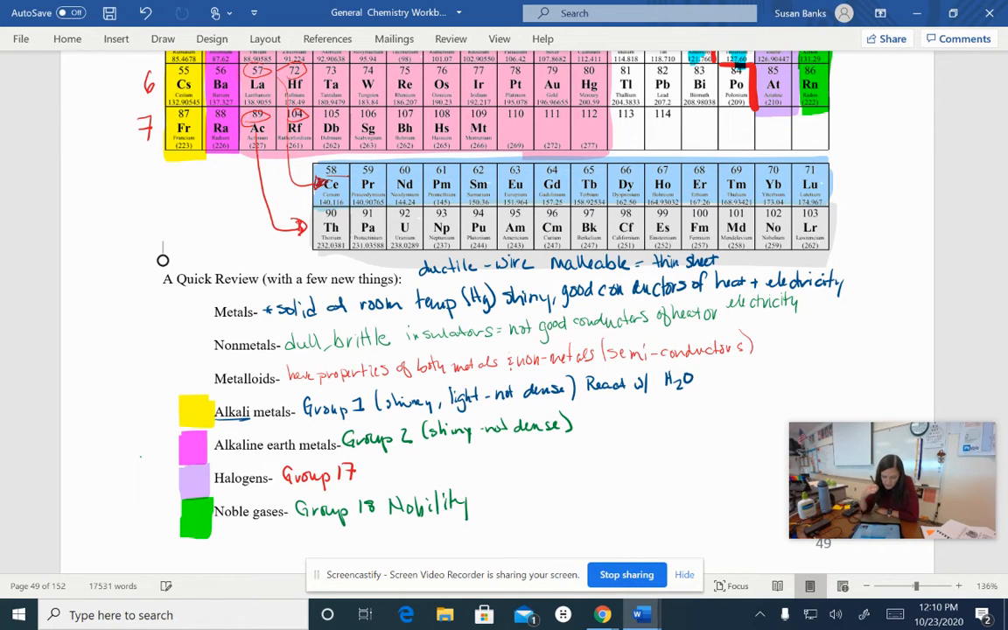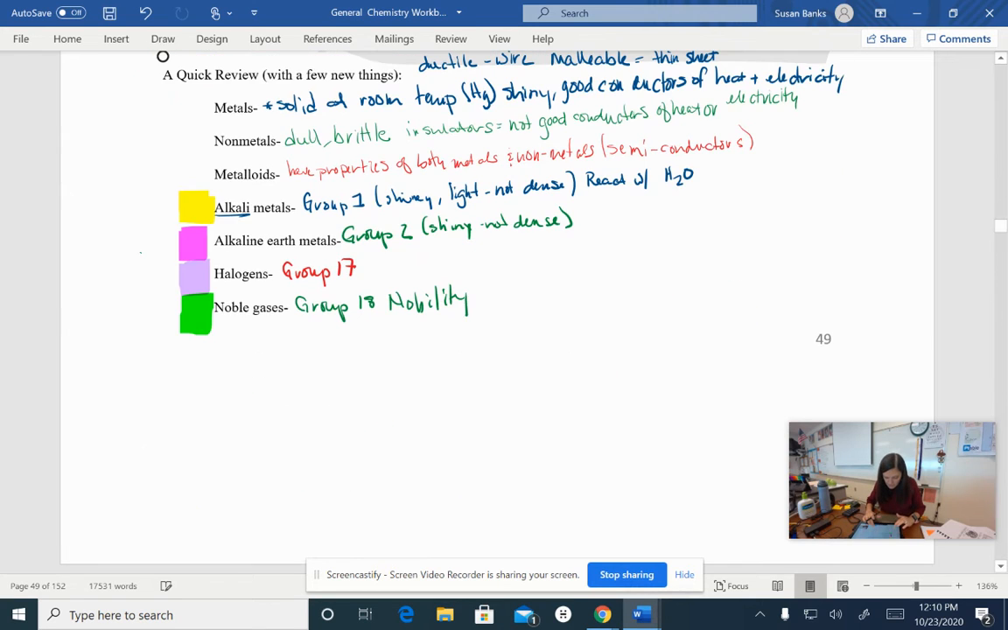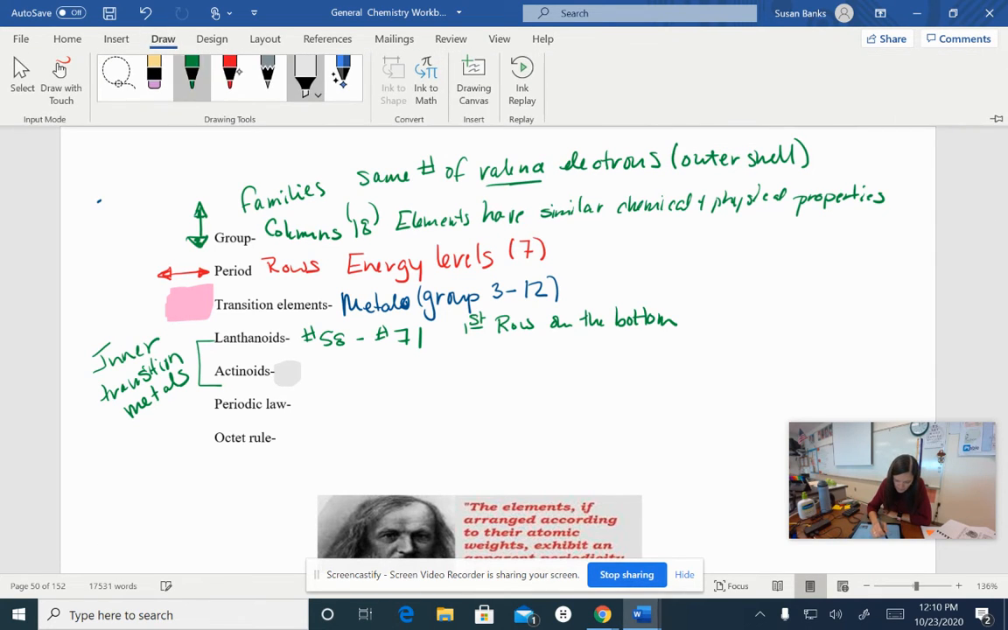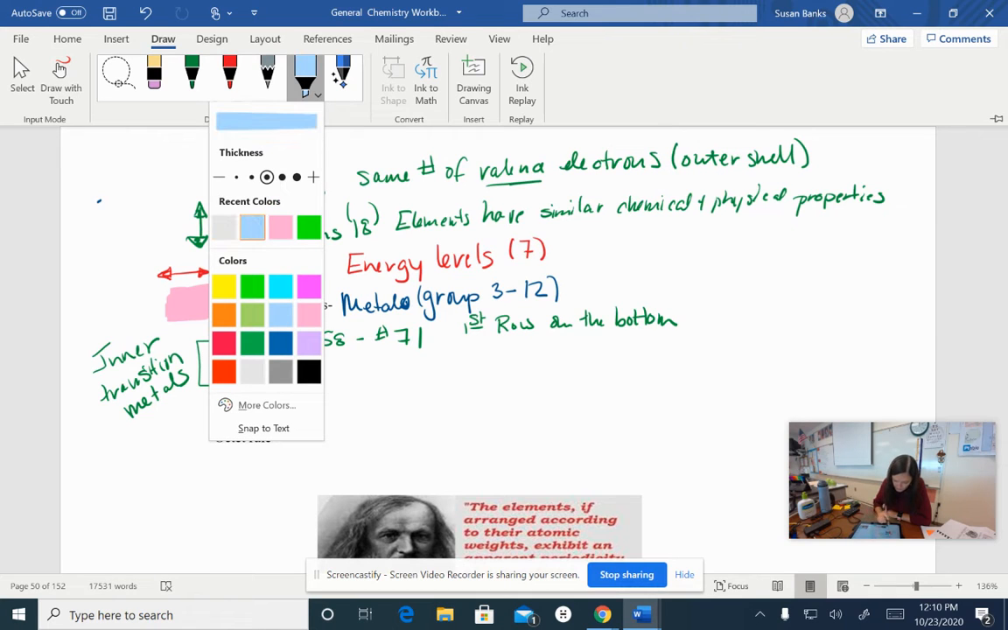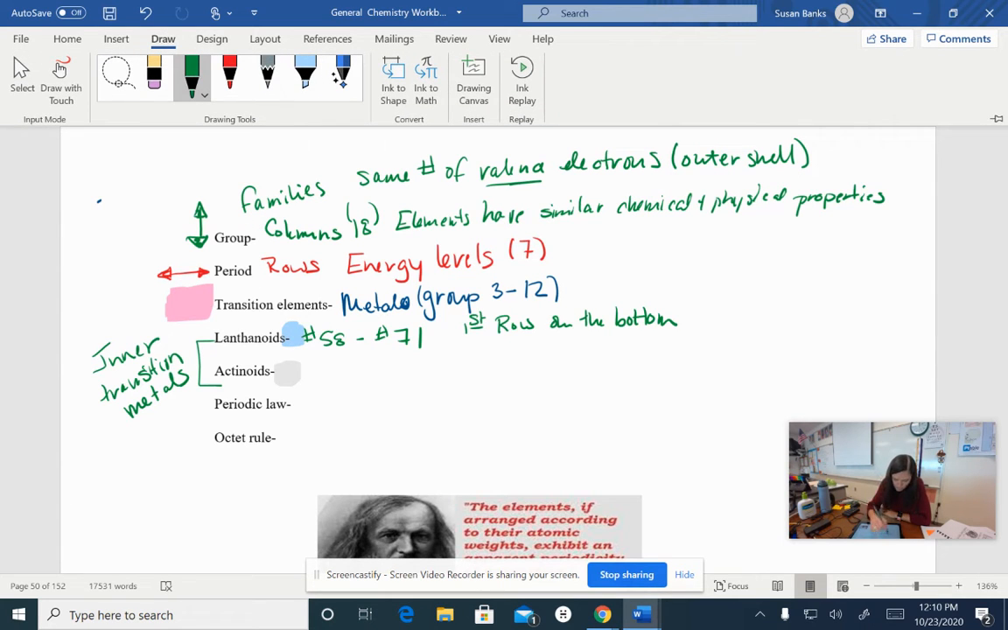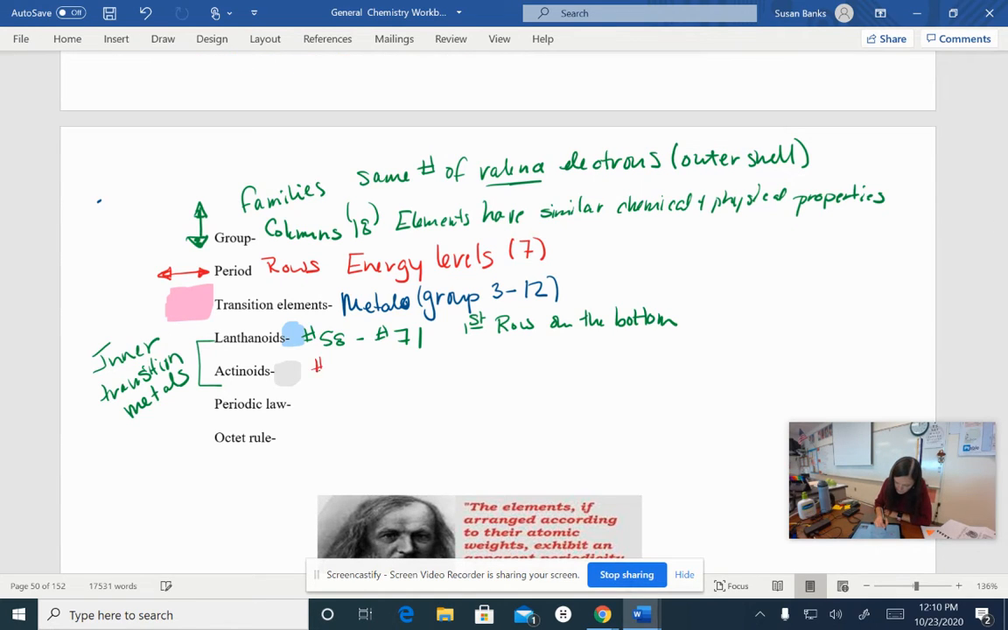So the lanthanoids and actinoids right there. So let's color code this. I put this soft gray here, and I put the soft blue for the lanthanoids. Okay, so the actinoids are numbers 90 through 103, and they're the second row on the bottom.